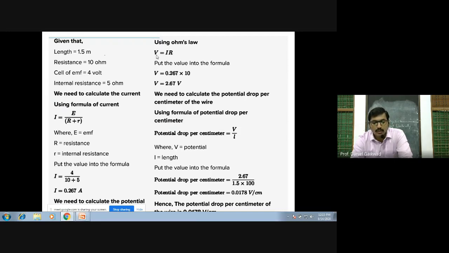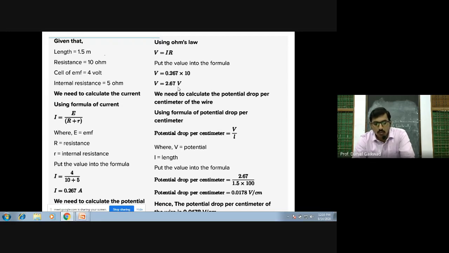So potential across the potentiometer wire, V is equal to IR. Current I is 0.267 and R is given as 10. So we obtain V is equal to 0.267 into 10, V is equal to 2.67 volt. So we need to calculate the potential drop per centimeter of wire using the formula for potential drop per centimeter.